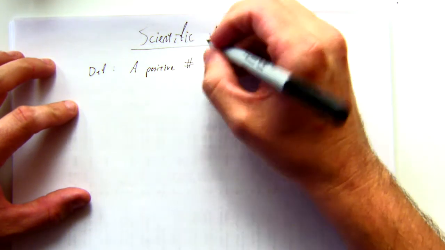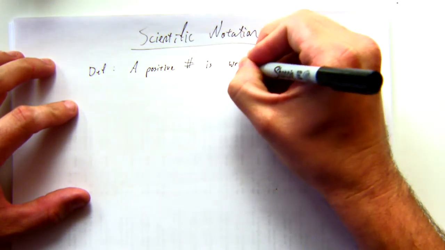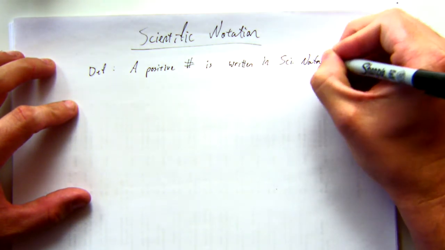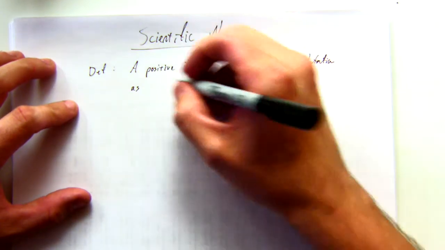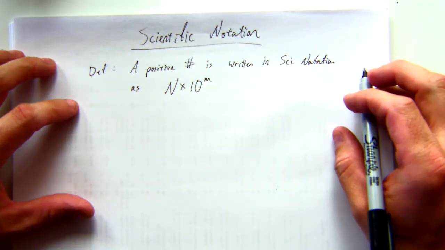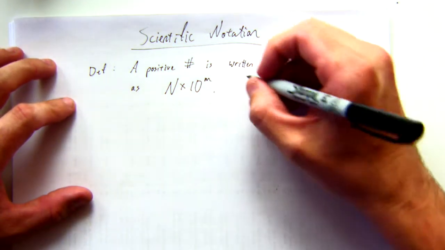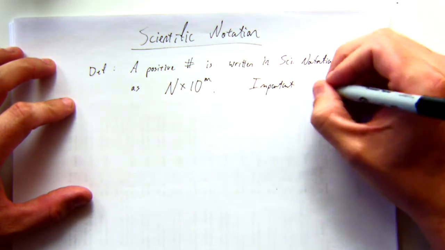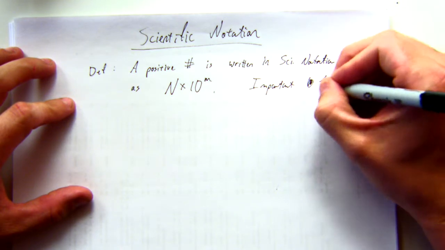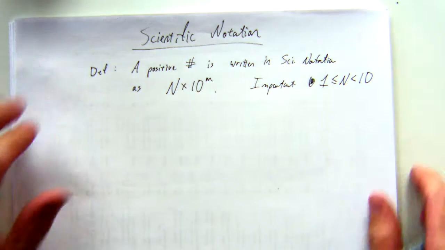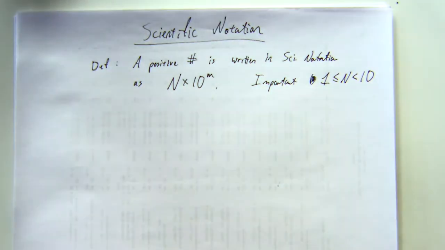A positive number is written in scientific notation as some number n times 10 to some power. The thing that's important is that n has to be between 1 and 10. That's the thing that's important. N has to be between 1 and 10.